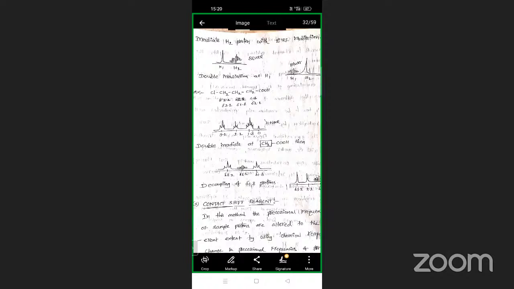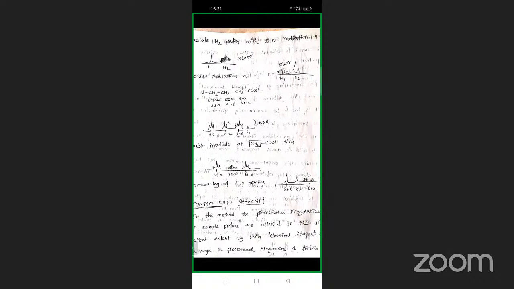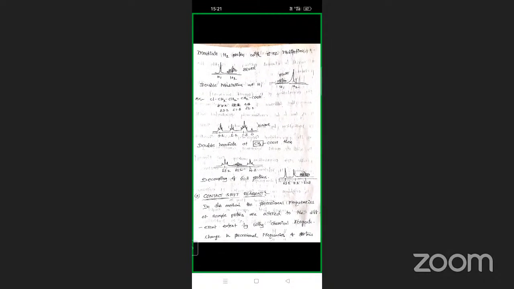Next, contact shift reagent. The next technique for the simplification of H1 NMR spectra is the contact shift reagent, or you could say the lanthanide shift reagent, LSR. In this contact shift reagent method, the resonance frequency of sample protons is altered to different extents by using chemical reagents.